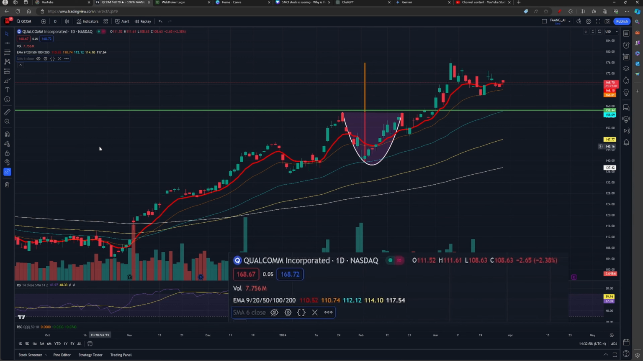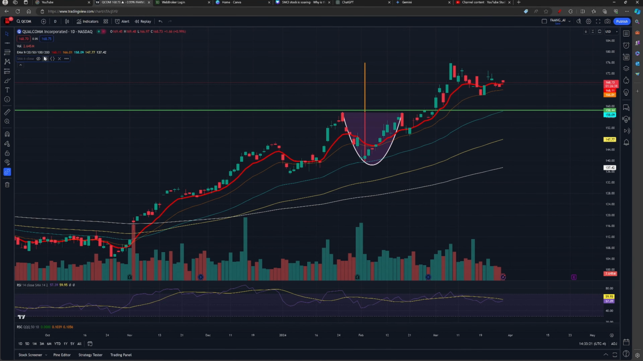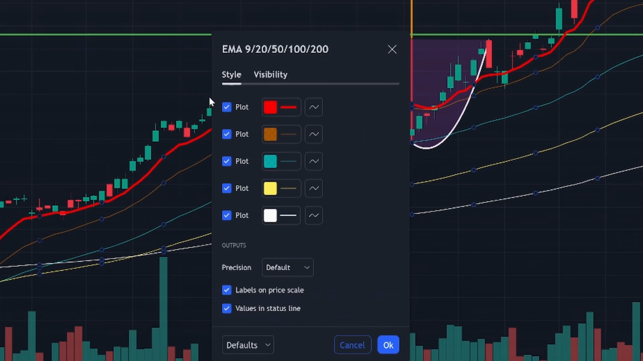Let us take this set of moving averages where this white line is a 200-day exponential moving average. Yellow line is a 100-day exponential moving average. Blue line is a 50-day exponential moving average. The orange line happens to be the 20-day moving average. And the red line is the 9-day exponential moving average. And it's all set up here in the chart because we get an opportunity to set it up.